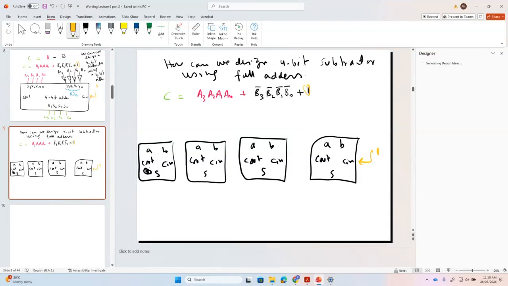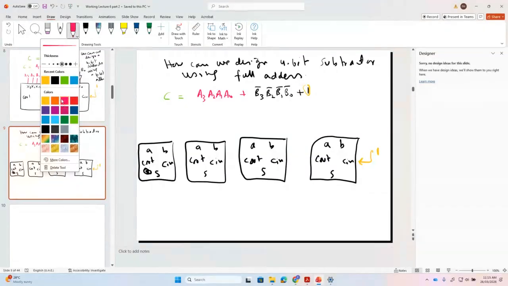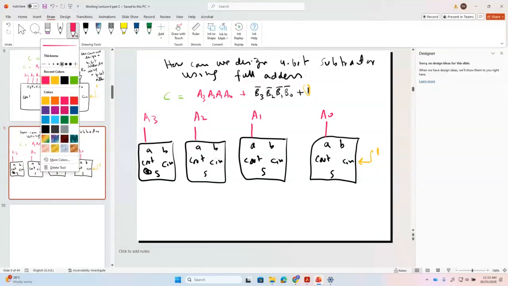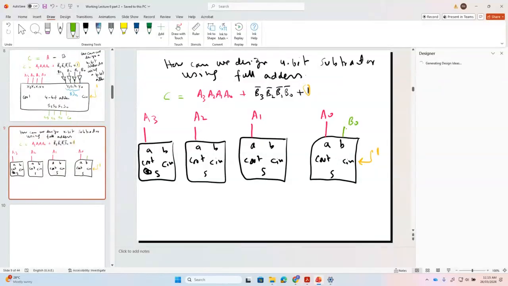One. Now we have A. What should go to A? Help me. What should go here? A0 should go here, A1 should go here, then A2 should go here, and then A3 should go here. Now what about B? B0 bar, B1 bar. Because we are using different colors, for B it's black.